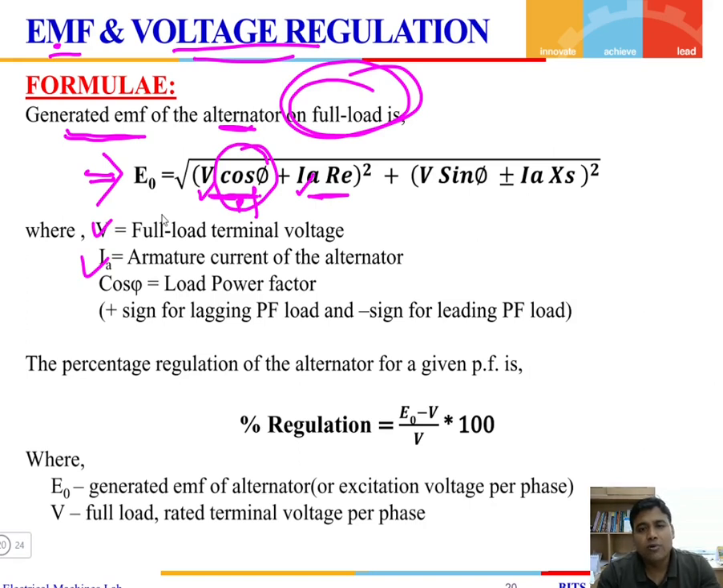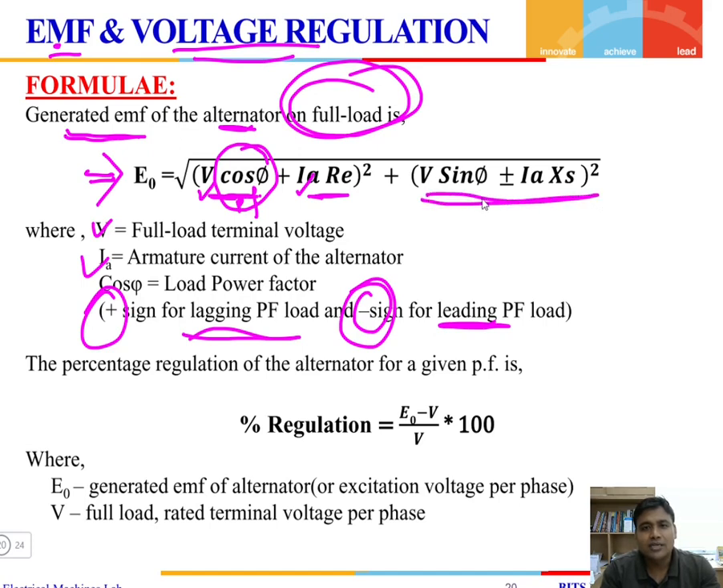So what is the load power factor? If the load is lagging type, you will be using a plus sign. If the load is leading type, you will be using a negative sign. Similarly, on the other side, we have V sin phi plus or minus I_A X_S. We have already obtained the value of X_S, that is the synchronous reactance. Armature current we have measured, and we can determine the value of the EMF.